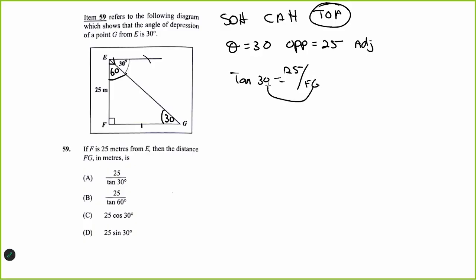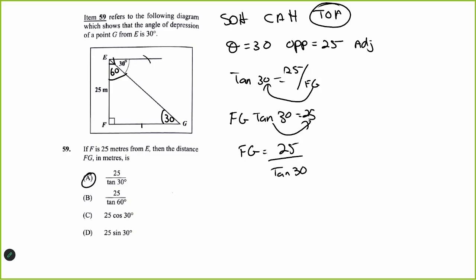If you want to find FG, it is going to be FG tan 30 is equal to 25. Carry this across, FG is going to be 25 divided by tan 30. 25 divided by tan 30, do we have that? Yes, that's E. Alright, and that's how you would do number 59.